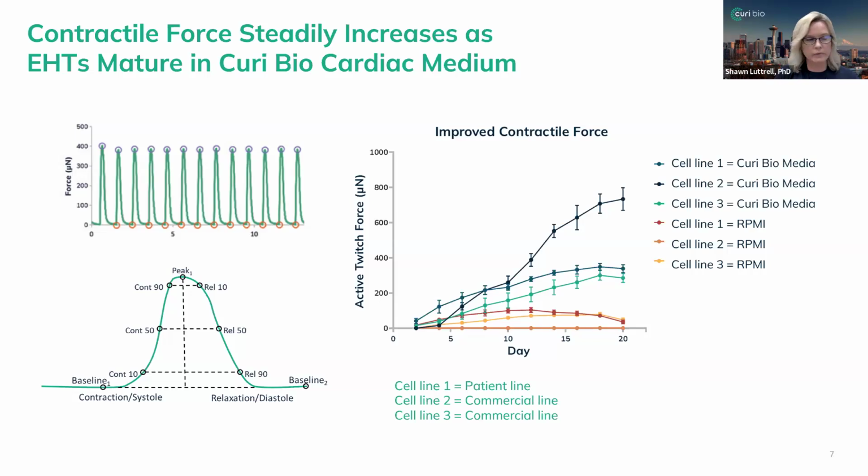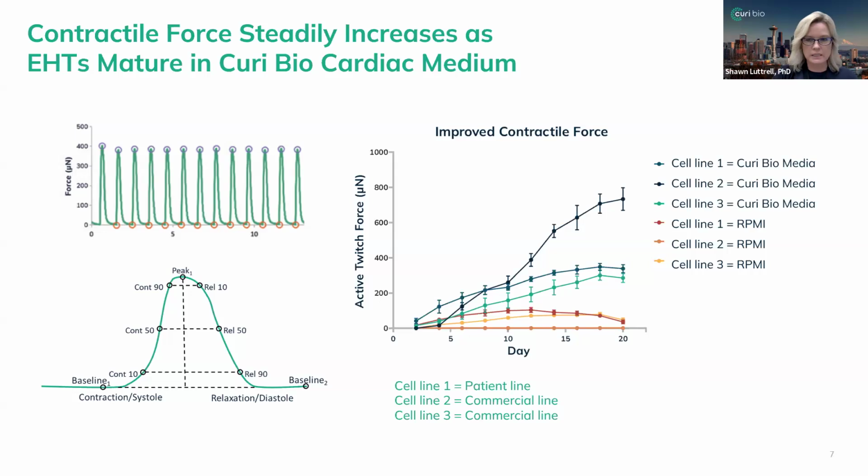So here we have 3 different cell lines, 1 internal patient line and 2 commercial lines. We culture these tissues in either RPMI plus B27 plus insulin, which are the graphs in red and orange, or we used our cardiac media graphed in blue and green.